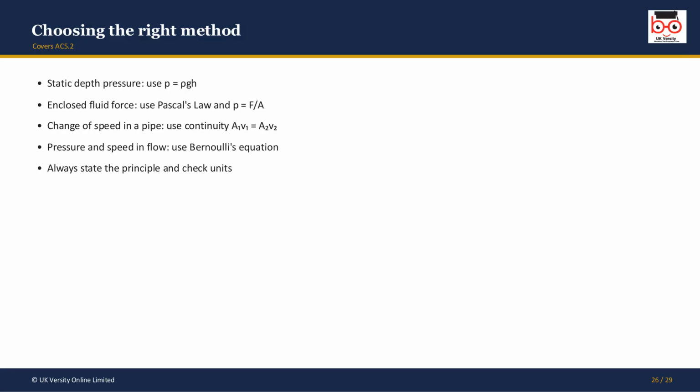Let's finish by choosing the right method for the job. For the static pressure due to depth, use pressure equals rho g h. For a force in an enclosed fluid, use Pascal's law together with pressure equals force over area. For a change of speed in a pipe, use continuity, area 1 times velocity 1 equals area 2 times velocity 2. And for the link between pressure and speed in a flow, use Bernoulli's equation. Whichever you pick, state the principle clearly and always check your units.